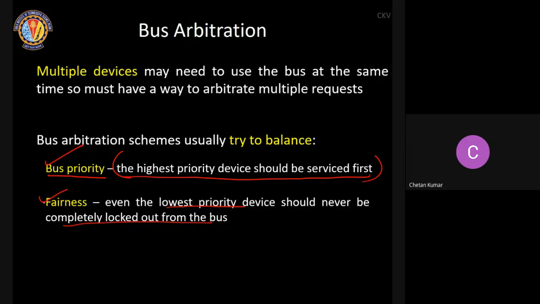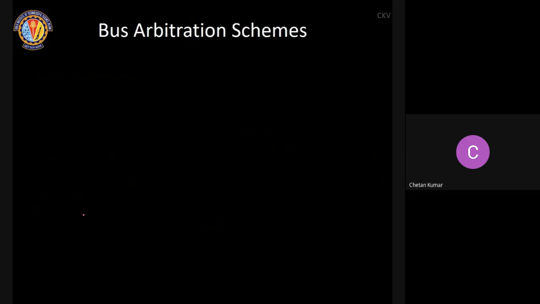That is what we call fairness. Even the lowest priority device should still be able to access the bus. It should not be completely locked out. That is basically fairness. And then priority: based on the priority, some devices should get higher priority when compared to others. Based on this, there are many arbitration schemes available, and we'll be discussing a couple of them in detail.